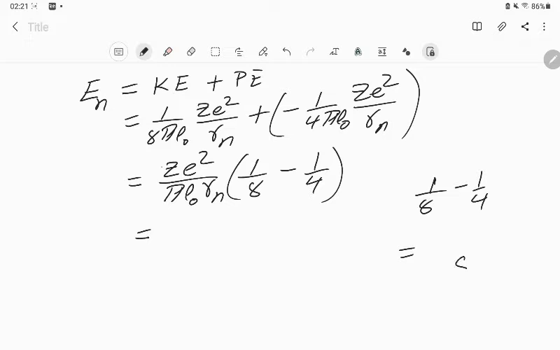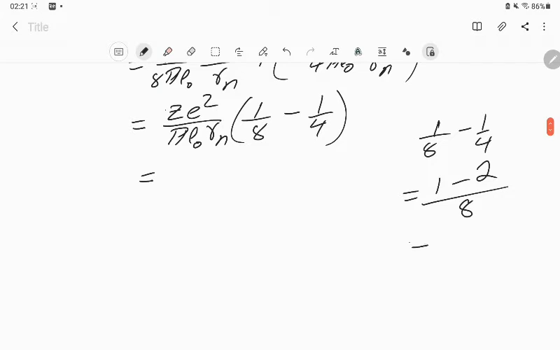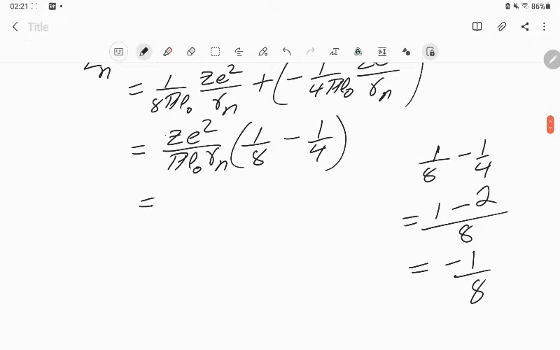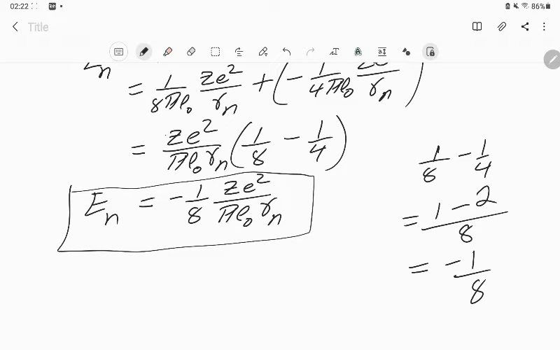The LCM will be 8. So 1 by 8 is 1, minus 1 by 4 into 8, 4 ones are 4, 4 twos are 8, so 2. So 1 minus 2 is minus 1, that is minus 1 by 8. So you will have minus 1 by 8 Ze square by pi epsilon naught r_n. So this is the energy of the electron in the n-th orbit.